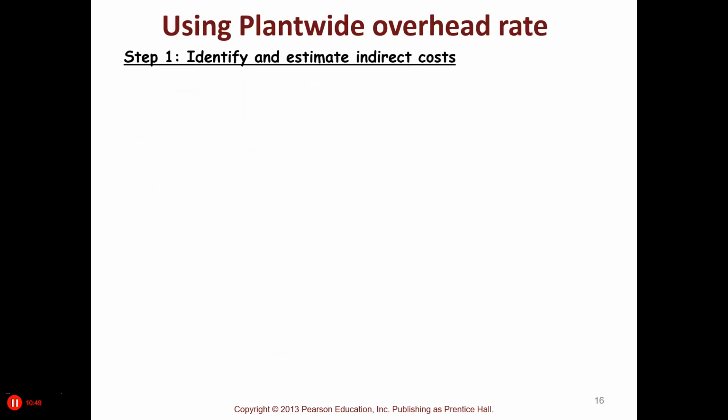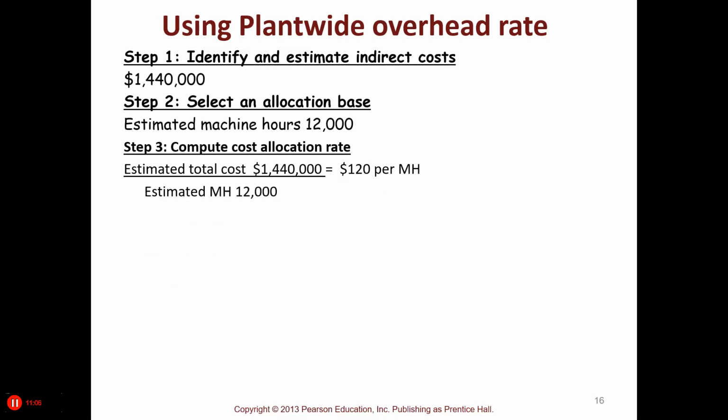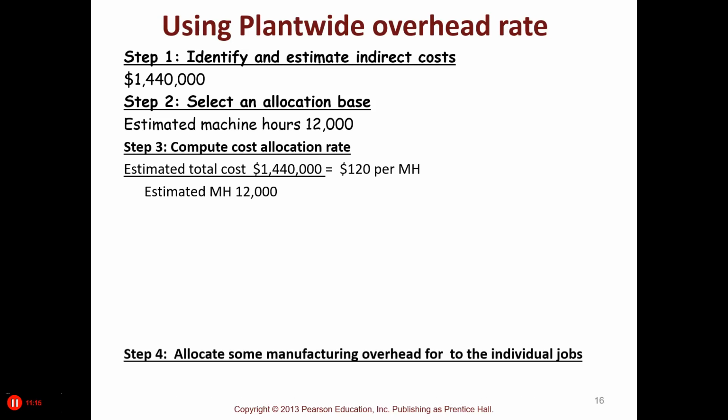Now, first, we're going to identify and estimate indirect costs. We know they're 1.4 million. Then we're going to select an allocation base. That's going to be machine hours. Then we're going to compute the cost allocation rate, which is the estimated total cost divided by the estimated machine hours. So we get $120 per machine hour.